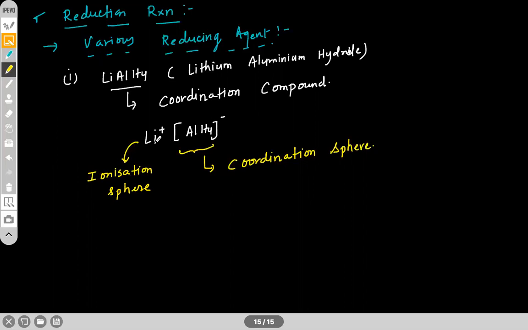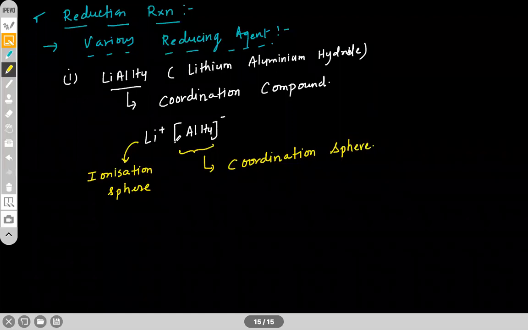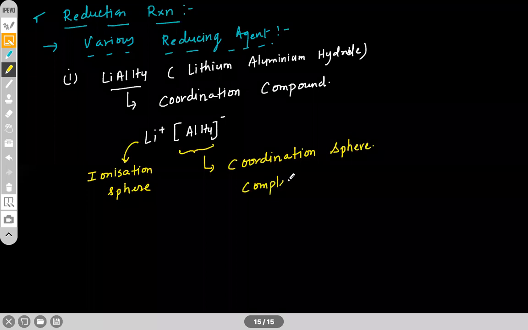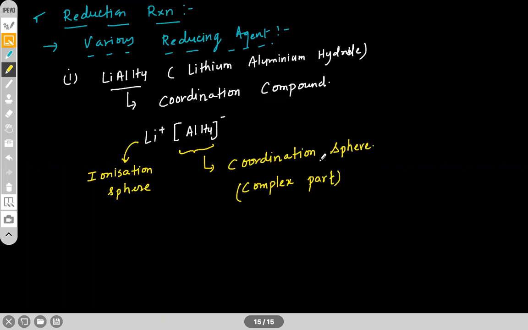Okay, this is the coordination sphere, this is the ionization sphere. Coordination compounds differ from normal compounds in this way: when you dissolve this in any solvent, the part written in the square bracket, the coordination sphere, we also call the complex part of the molecule. And hence it is a complex compound or coordination compound. Why complex part? Because it won't lose its identity in the solution. Lose its identity means what? The aluminium hydrogen bond does not break in the solution.